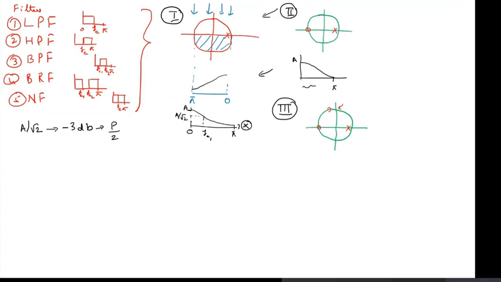Now the important thing, if you remember, there is a problem over here. What is the problem? Is there any problem over here? In this structure, is there any problem in the third one? Zeros are greater than poles, sir. Zeros are greater than poles, exactly. So the zeros are greater than the poles.